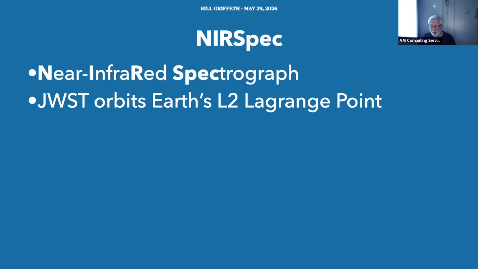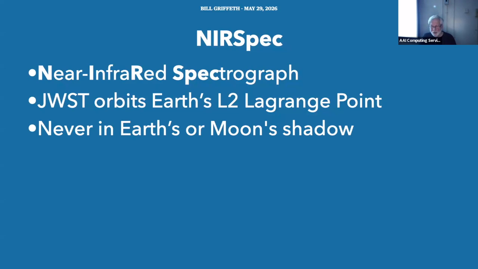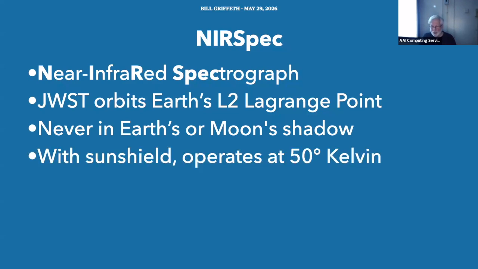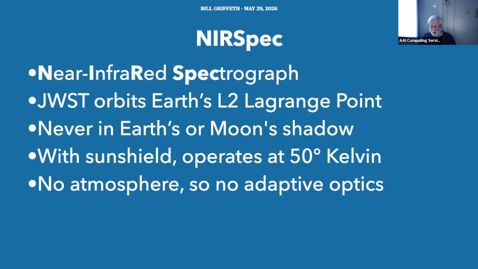L2 is in line with the Sun and the Earth, but about 930,000 miles farther from the Sun than the Earth is, and about 4 times as far from the Earth as the Moon ever gets. The JWST is never in shadow, so its temperature is stable, and its sun shield enables the optics and electronics to operate at 50 degrees above absolute zero. There's no atmosphere in space, right? So there's no atmospheric turbulence, and thus no need for adaptive optics.